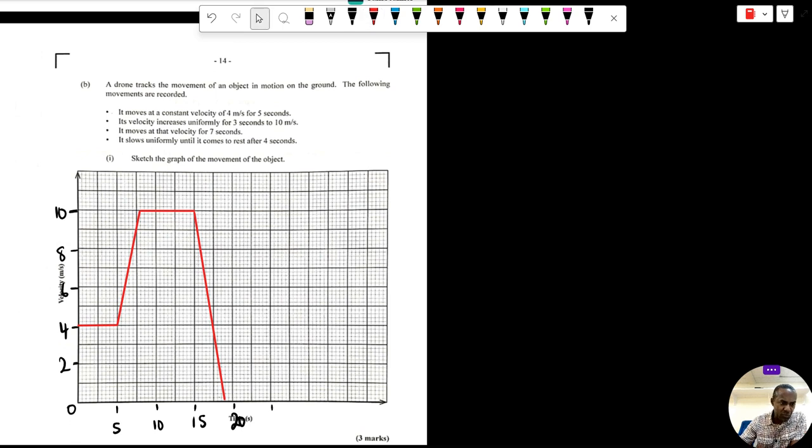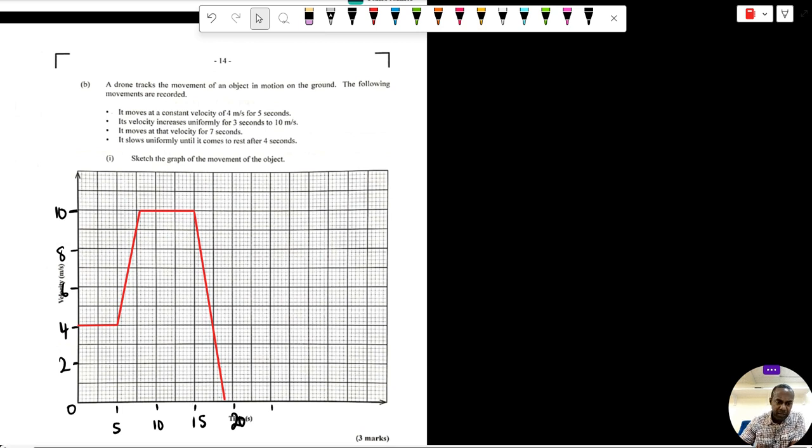So 3 marks. So we showed the first segment where the body moved at a constant velocity of 4 meters per second for 5 seconds. Then secondly, its velocity increased uniformly for 3 seconds up to 10 meters per second. So that was between 5 and 8 seconds, right? Next, its velocity was maintained for 7 seconds, so that was at 10 meters per second, which meant it went up to a time of 15 seconds. And then lastly, its velocity decreased uniformly to rest in a further 4 seconds, right?